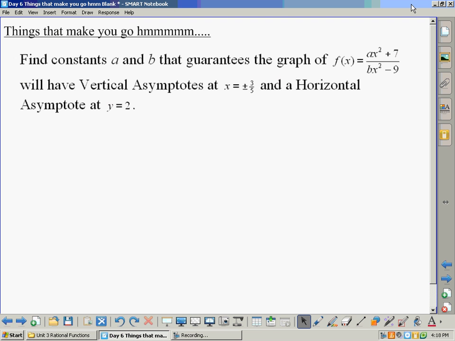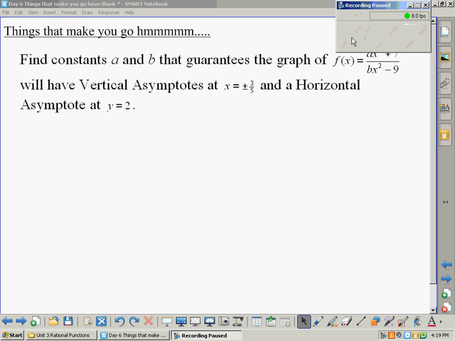So what I'd like you to do is spend 5 minutes, maybe sit with your table partner, and see if you can figure out what a and b could be, and then we'll come back and share. If you push pause, then you should have time to share.